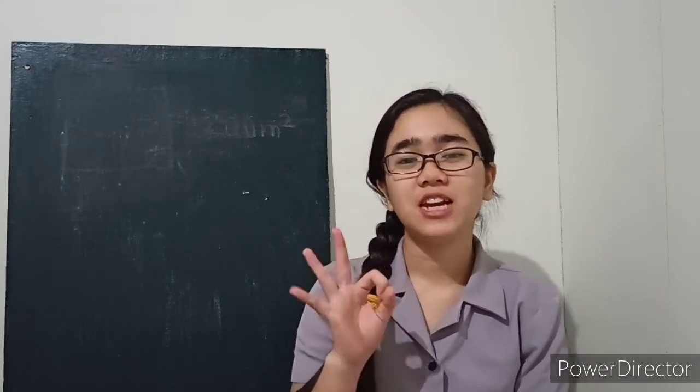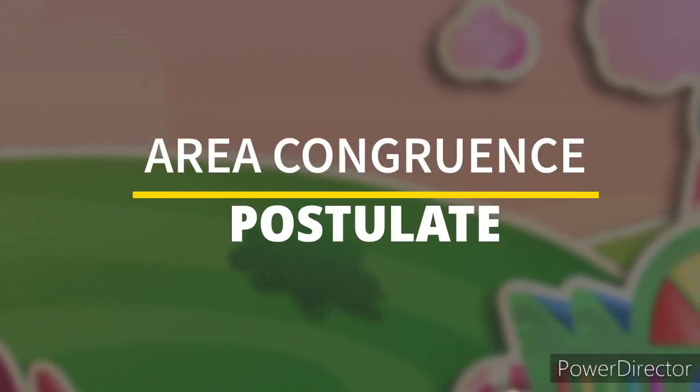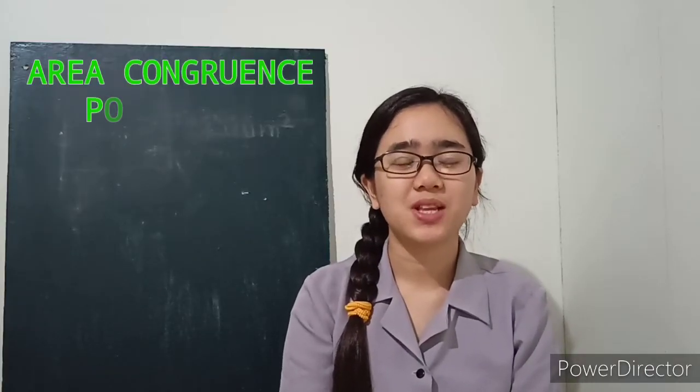So, paano naman natin makukuha ang area ng isang closed figure or ng isang shape or ng isang polygon? Basically, we can use the postulates of area. So, we have three postulates. Number 1, area congruence postulate.